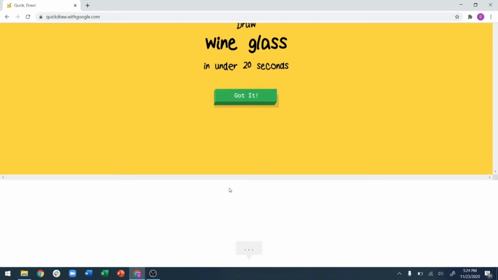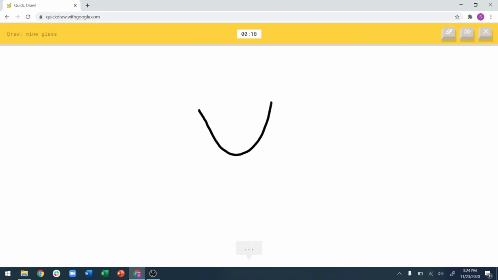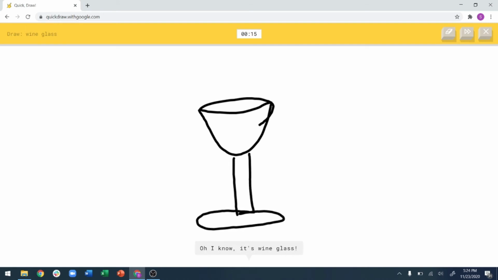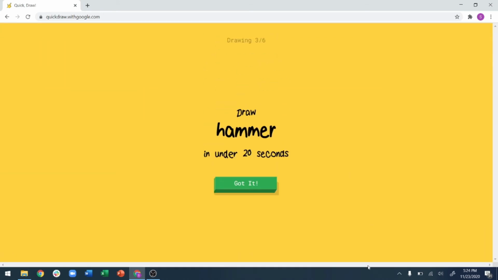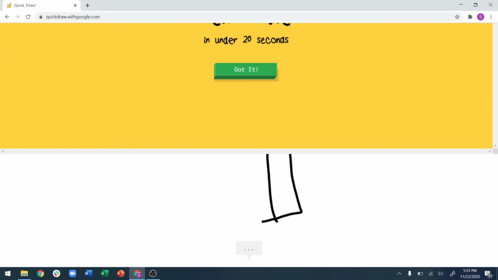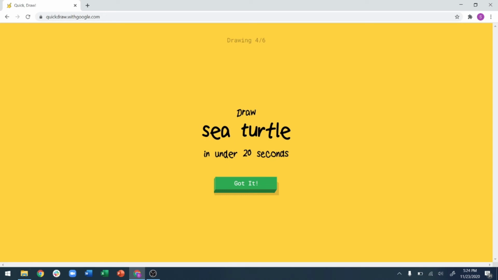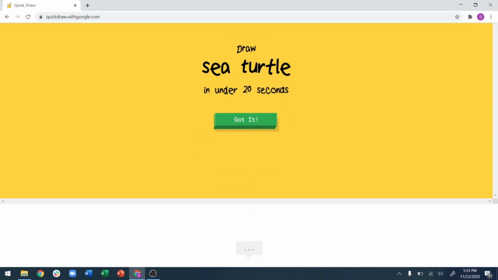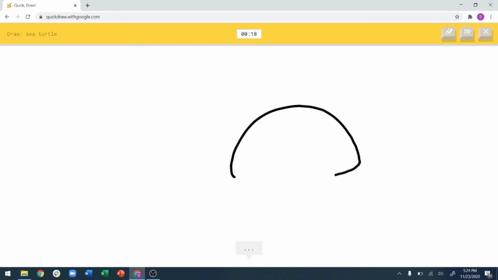Now let's say for a wine glass, it says it's a wine glass, right? And then if it's a hammer, let's see if I can do this. But it already knows it's a hammer because it has a group of images it's pulling from. A sea turtle. Okay, this one's gotta be hard.